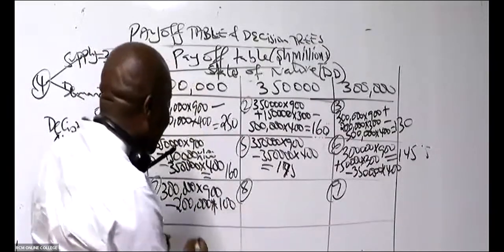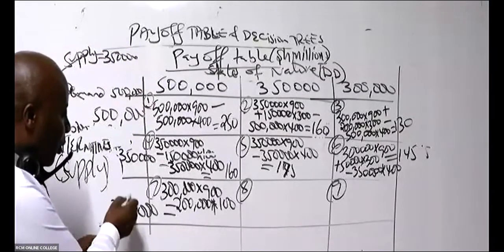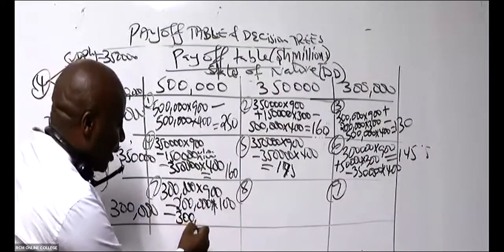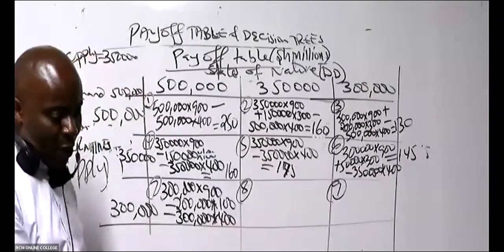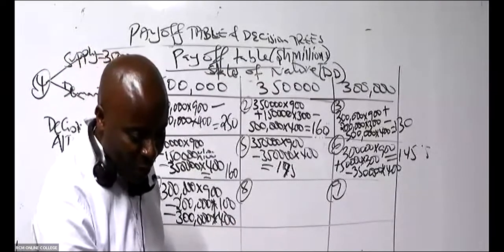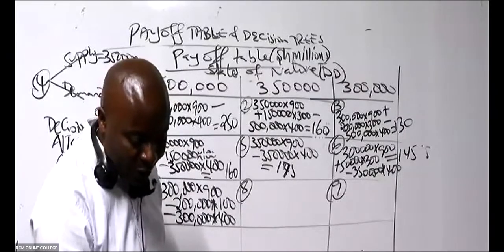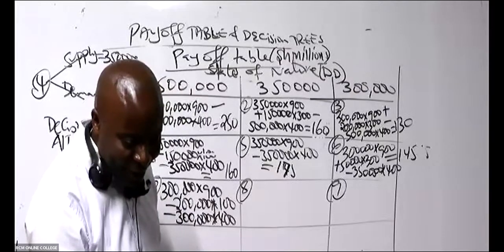All right. And then now minus the cost of production. Cost of production is always pegged on this. So minus 300,000 times the cost of production of an umbrella, which is 400, which then at the end of the day will give us what figure? 130,000.